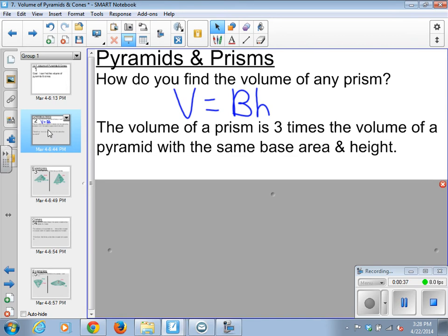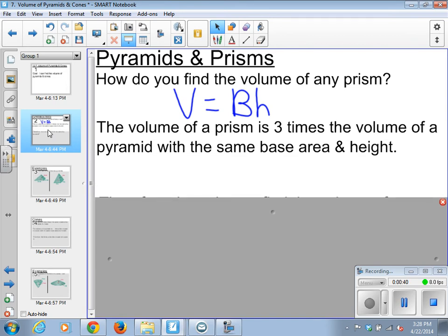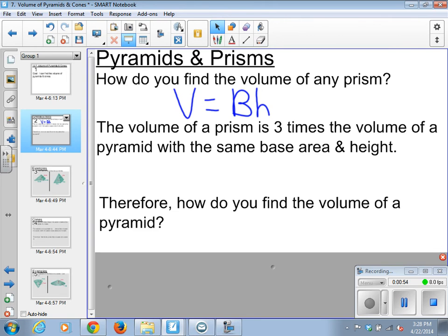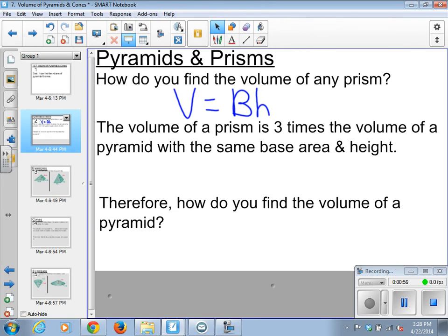Now, the volume of a prism is 3 times the volume of a pyramid with the same base area and height. You need to trust me on this. We don't have time to do any kind of fun experiment to prove it. Just trust me. So, if that's the case, how do we find the volume of a pyramid?